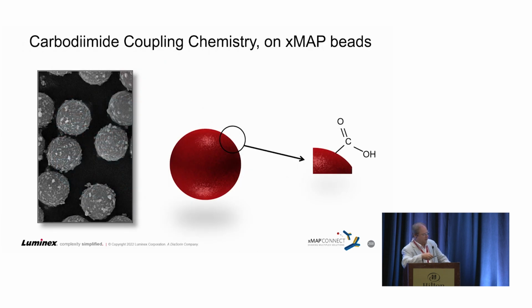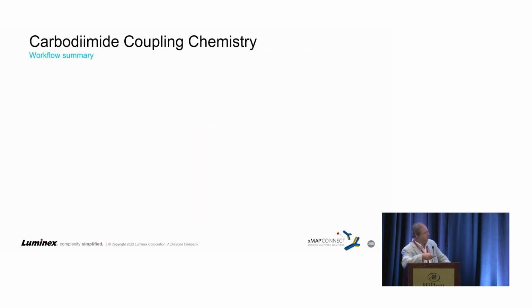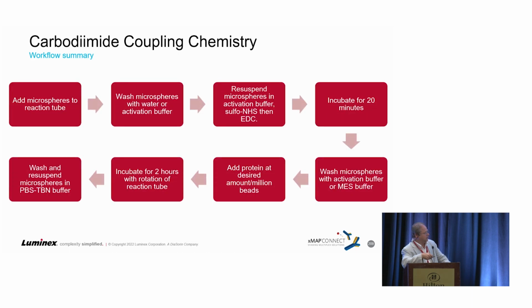So again, that carboxyl group is the key to getting it activated to couple anything to the bead. So for proteomic assays, the workflow is pretty much something like this, which one of the other speakers had a nicer slide that I might have to borrow from him in the future, but it summarizes the same thing. The first thing is you take your beads and you put them in the tube.